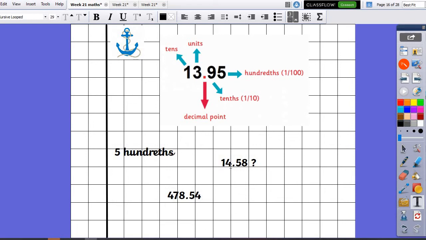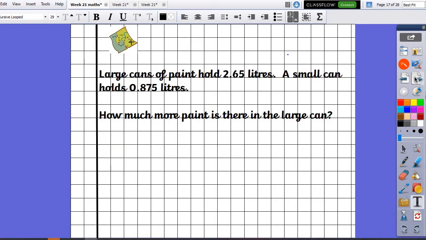Okay, it's really thinking about the numbers and the place value of those numbers to help us with our decimal notation. So, large cans of paint hold 2.65 litres. A small can holds 0.875 litres. How much more paint is there in the large can? So thinking about that, large cans of paint hold 2.65. A small can holds 0.875. How much more paint is there in the large can?